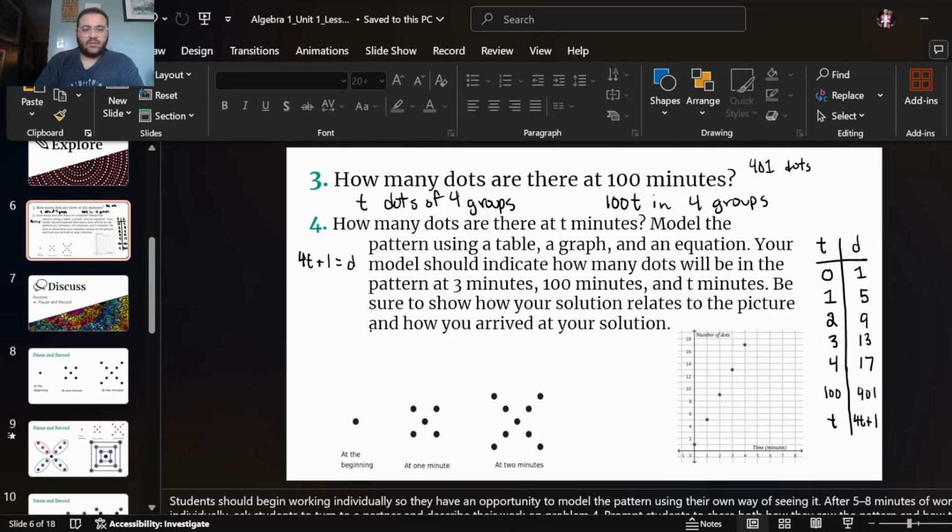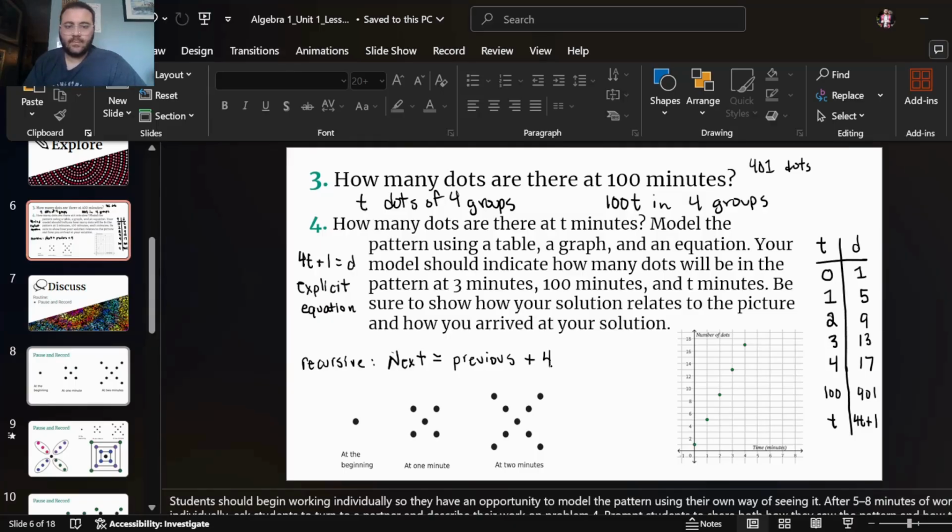And let's think about this in 2 different ways. So here we have our explicit equation. How can we think about this recursively? Well, we know that we're always adding 4 to get from 1 minute to the next. So for now, we'll say next term is equal to the previous term plus 4. Later on, we're going to have a more formal explanation here.